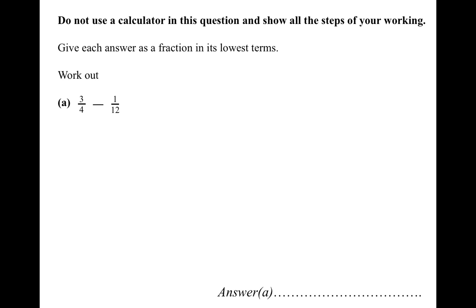So here's a question where we need to do some basic fraction calculations. First of all, work out 3/4 minus a 12th. So 3/4 minus a 12th. First of all, we need to find a common denominator. Now 4 and 12 both go into 12. So we'd like to write both fractions in terms of twelfths.